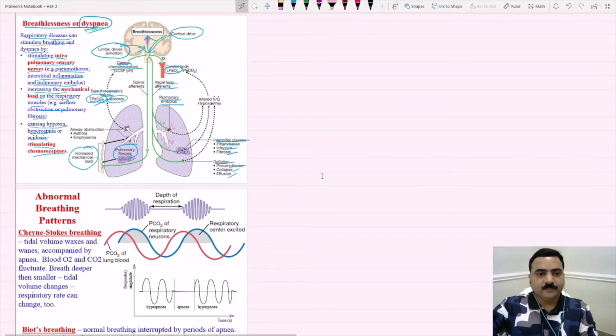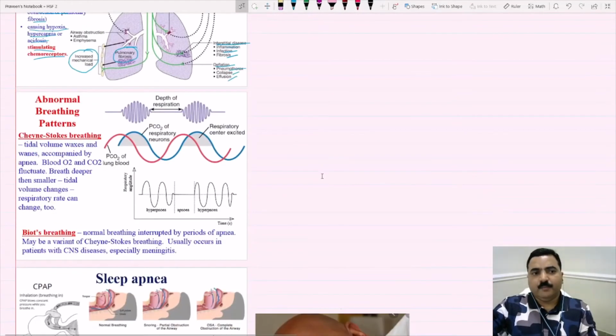Okay, what are some of the abnormal breathing patterns that we normally observe? We have two of them: one is Cheyne-Stokes, and the other one is Biot's. Kussmaul breathing is another one that we have studied along with diabetes. Diabetic ketoacidosis patients will show Kussmaul's breathing.